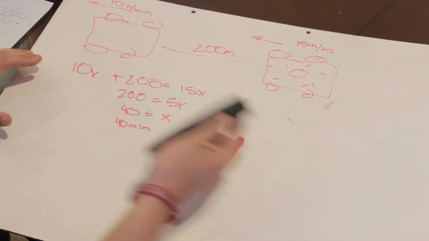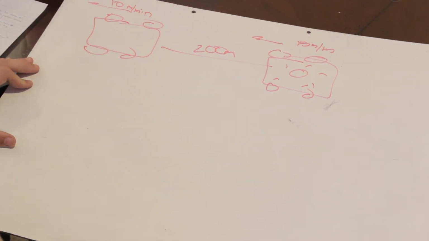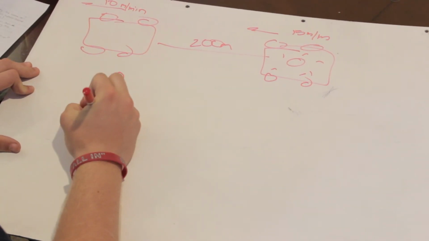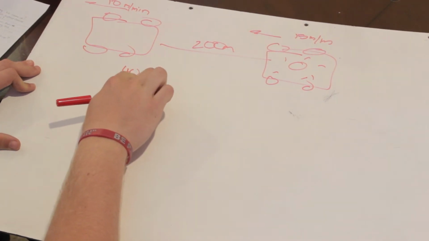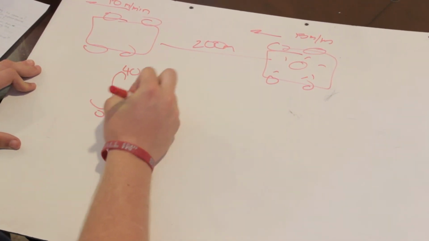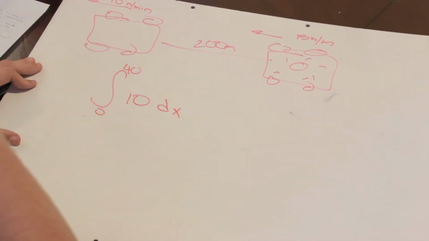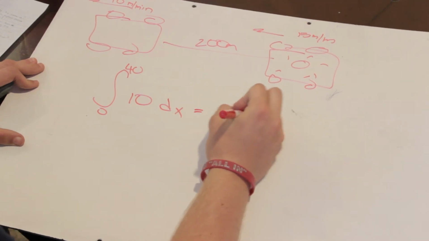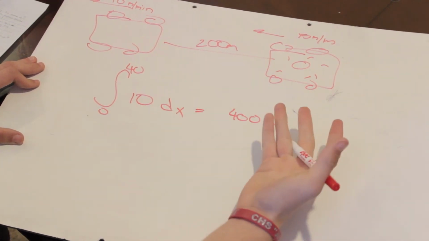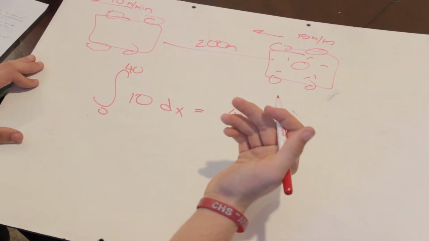Yeah, so we can also check to see how much distance is covered by the criminal by doing an integral from 0 to the 40 minutes that we just solved for, times 10 because that's the speed that the criminal is going, dx because it's an integral. We find that this is equal to 400 meters covered by the criminal before the police catch up. Hopefully they have full tanks of gas.